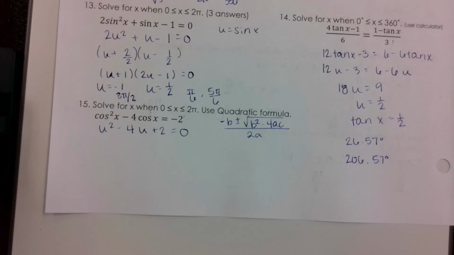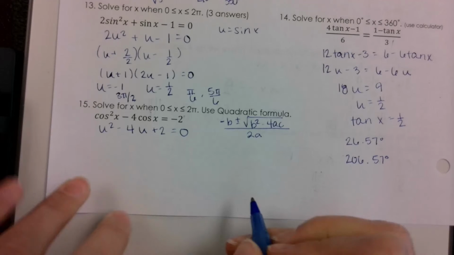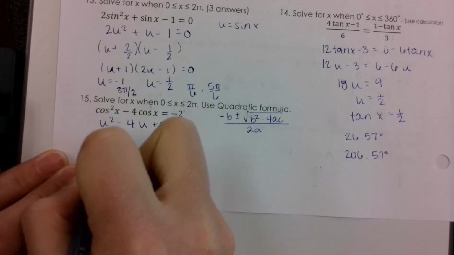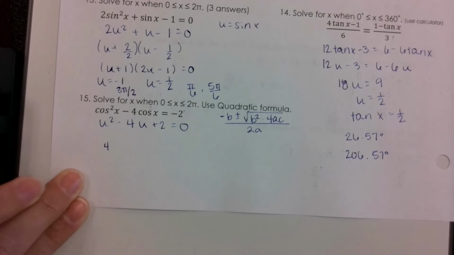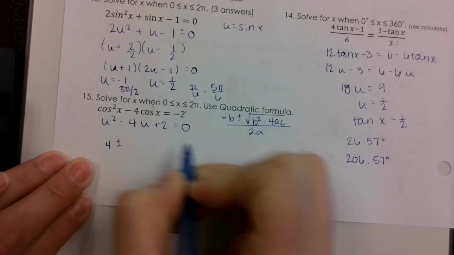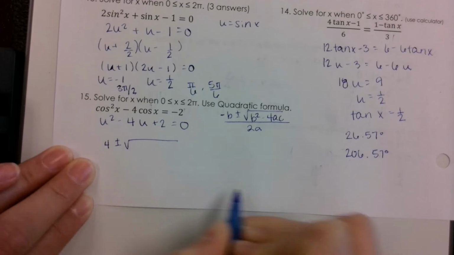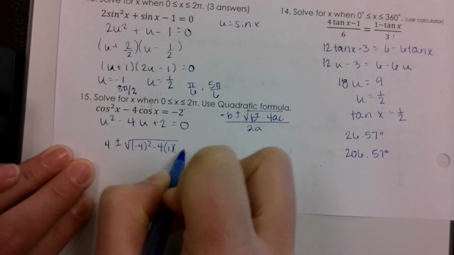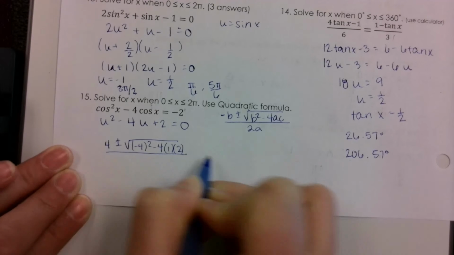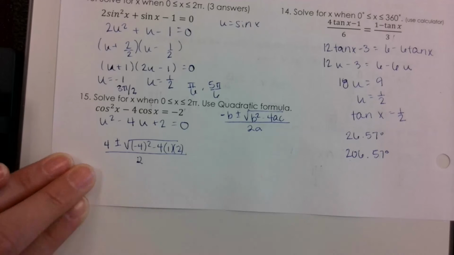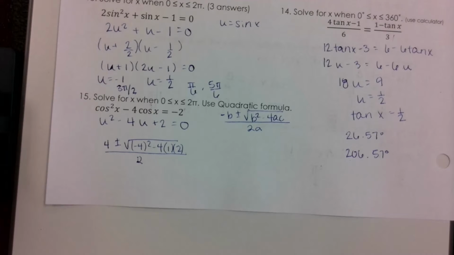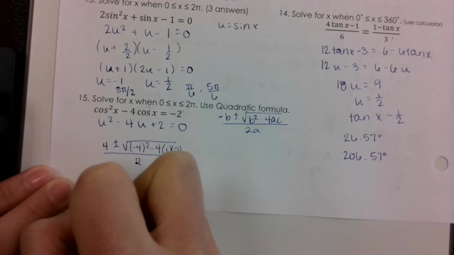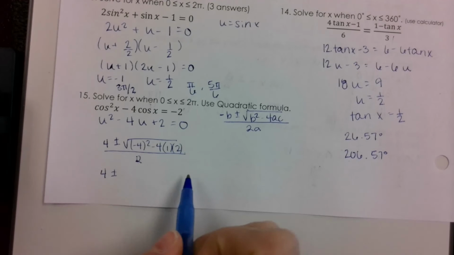So we need to set this up. We wrote it down. That's great. So negative b is going to be positive 4, since our b is already negative, plus or minus the square root of b squared minus 4 times 1 times 2, all over 2 times a, so just 2. So we're going to have 4 plus or minus the square root of 16 minus 8, so square root of 8.